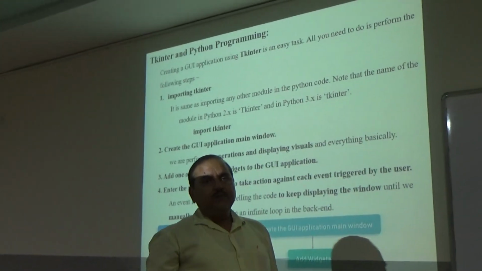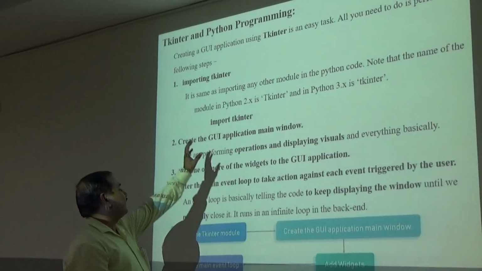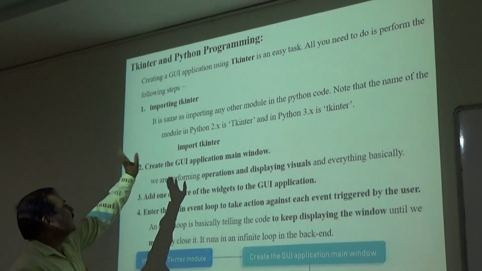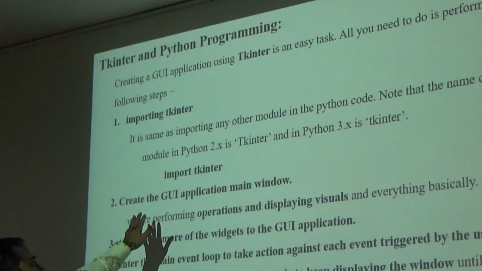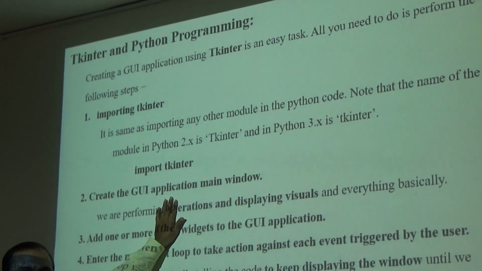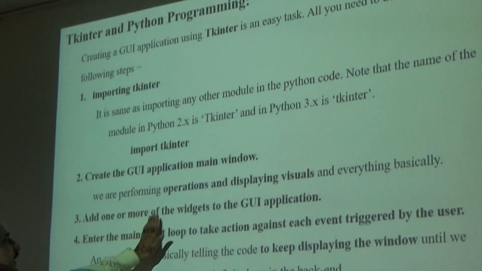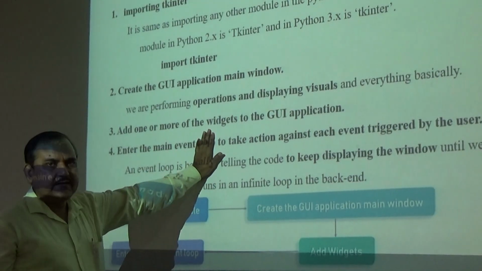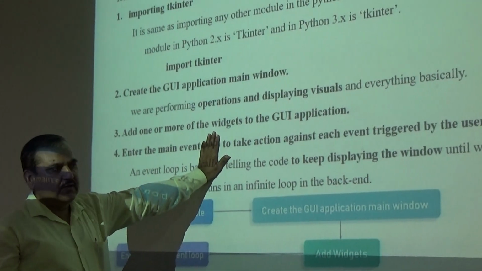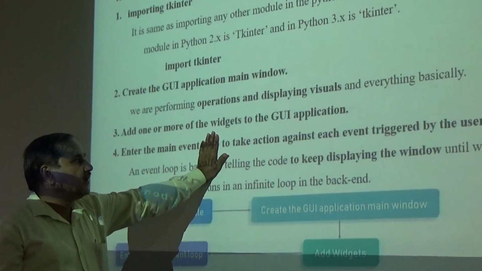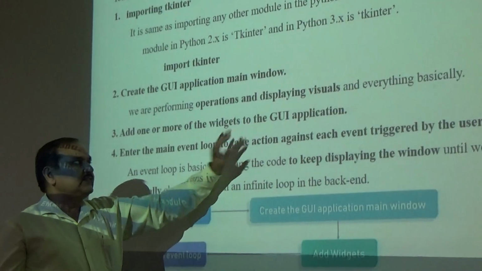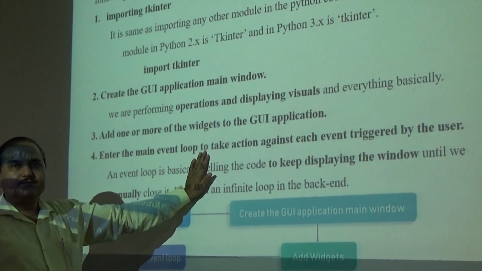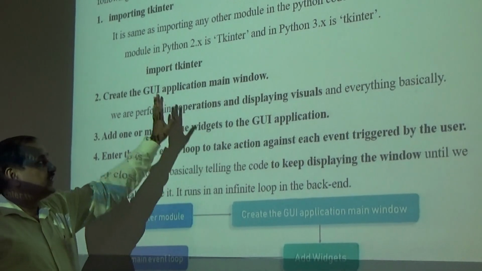Whenever we write a program using tkinter, it is divided into 4 steps. First, we import tkinter. Second, we create our GUI application main window. Third, we add widgets. Widgets means label, text, which is known as entry, and buttons. These are all widgets. And finally, we call the main event loop. Yes. So these are the 4 steps required.